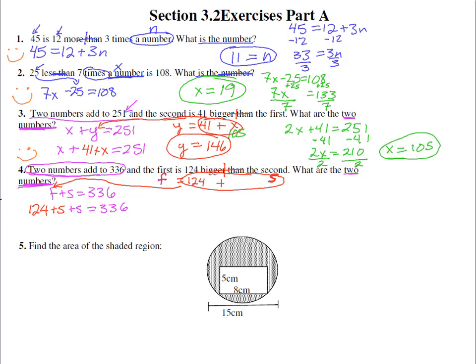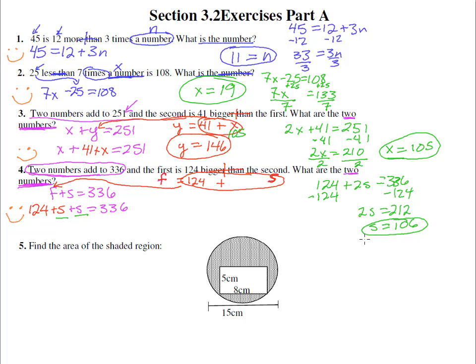We now have, hey, look at that, an equation. Happy smiley face. We know how to do this one. That's 124 plus s plus s, so that's plus two s's, equals 336. Well, we can solve this. Subtract 124 from both sides, and we have 2s equals 212. So s is 106. Okay, so now we know what s is, but that's not sufficient.